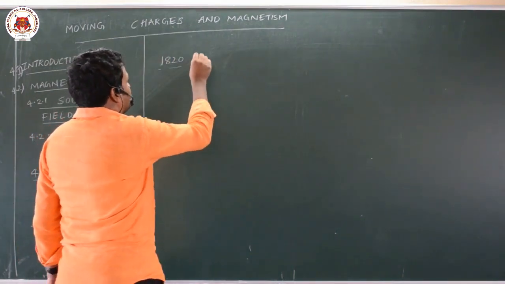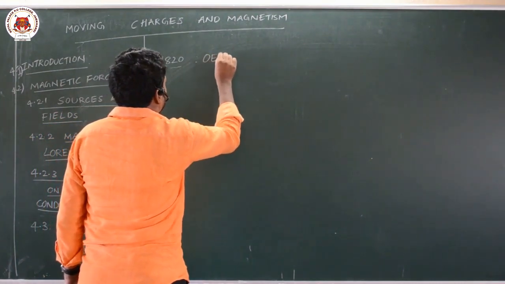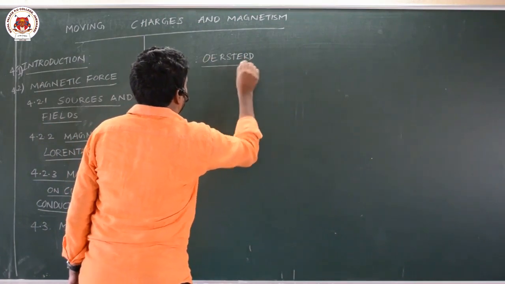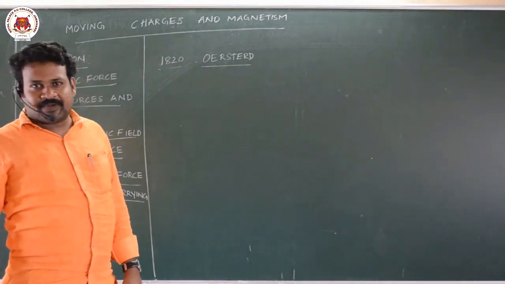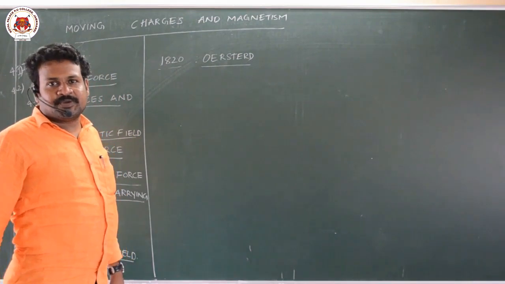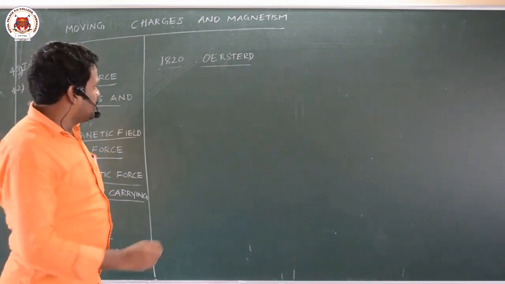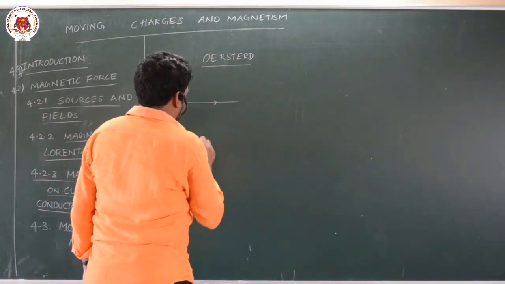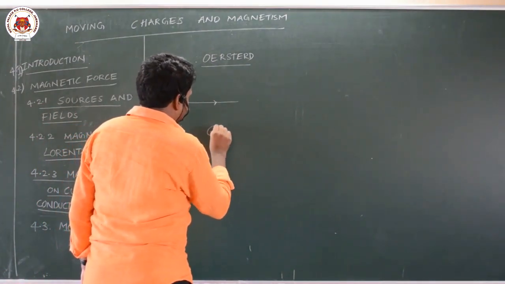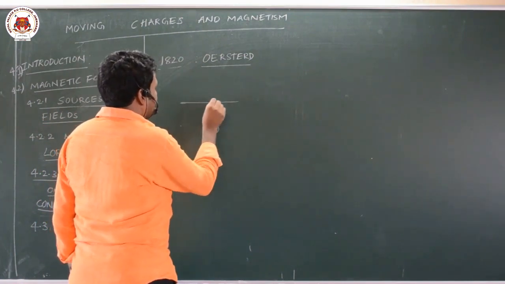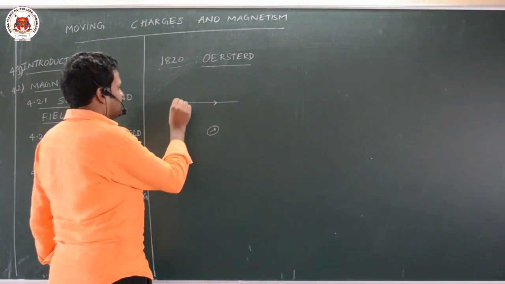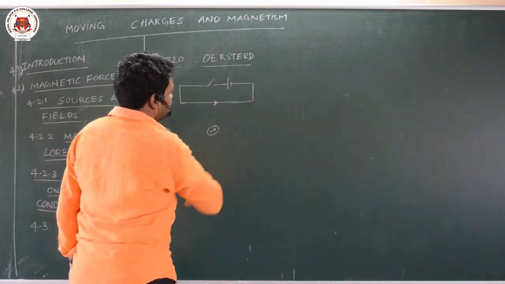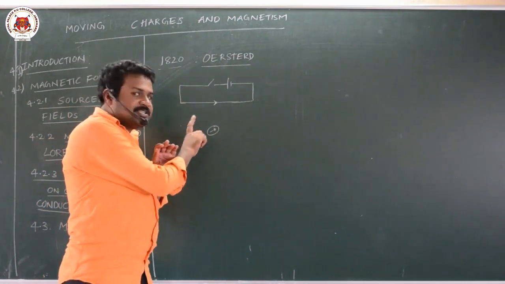1820, a scientist called Oersted first time identified the relationship between electric field and magnetic field. What happens here is, he accidentally placed a compass needle near a wire carrying current. For this wire, you can connect one key and one battery or one cell. Once you pass current, this needle starts getting deflected.